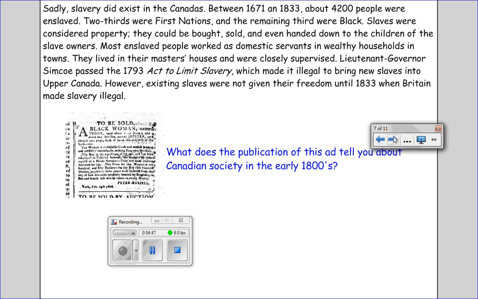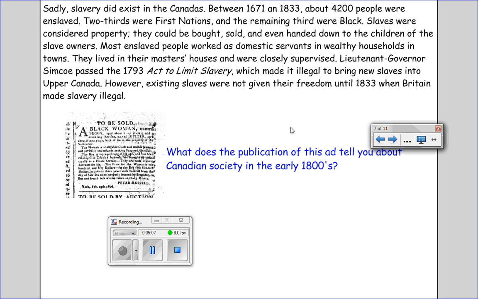Lieutenant Governor Simcoe passed the 1793 Act to limit slavery, which made it illegal to bring new slaves into Upper Canada. However, existing slaves were not given their freedom until 1833 when Britain made slavery illegal.